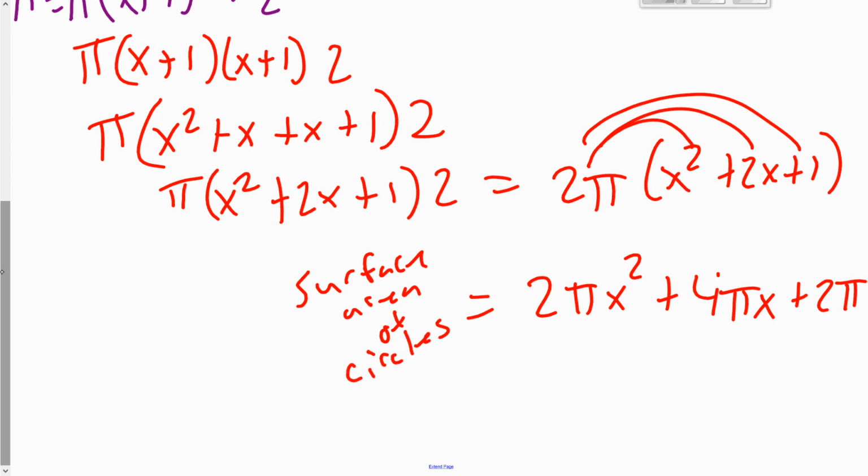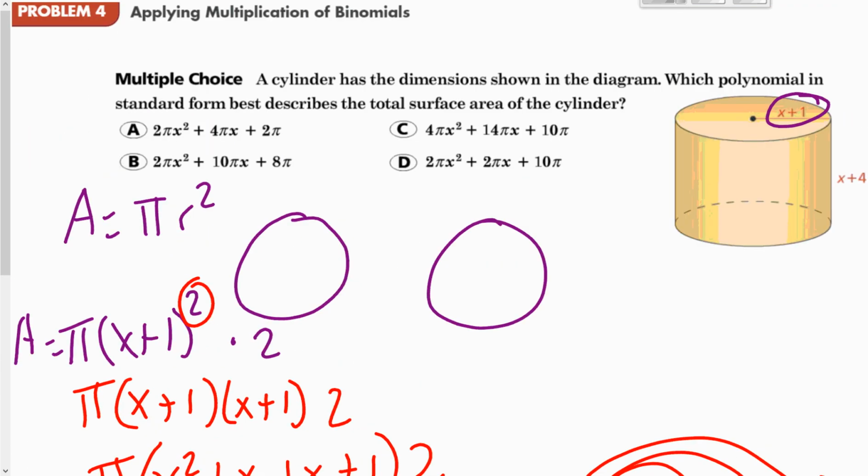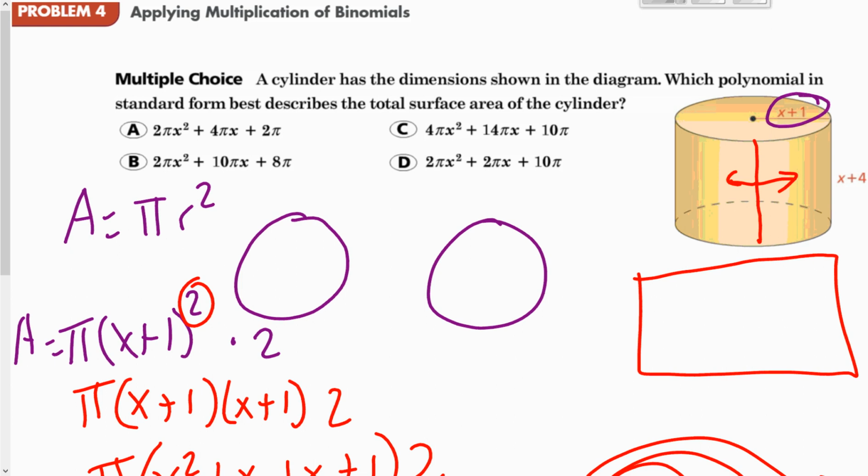Okay, now I have to find the circles. So if I cut the circles off and cut down this line, then I can basically open this up, fold it this way and fold it this way, and what do I get? Well, I'm going to get a rectangle, right? And the rectangle's height, or you can say width, is x plus 4. And then what's its length?